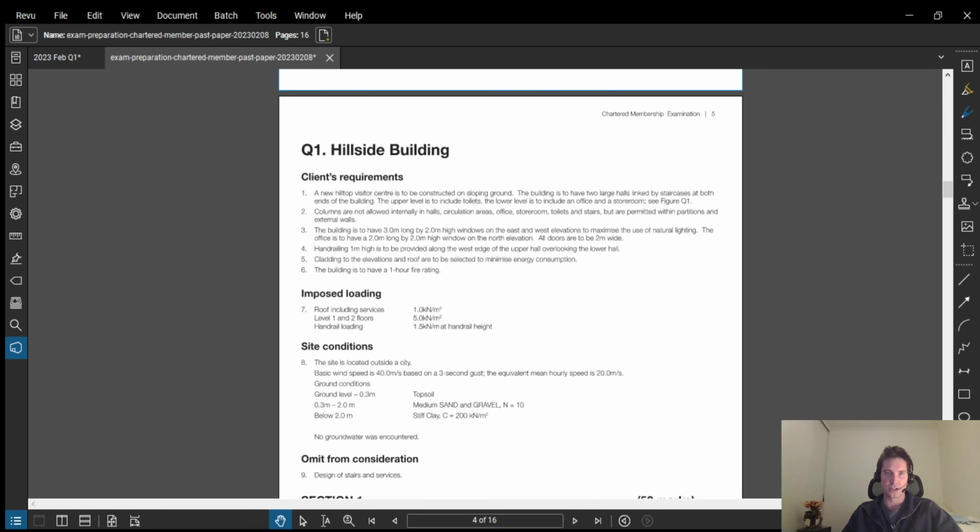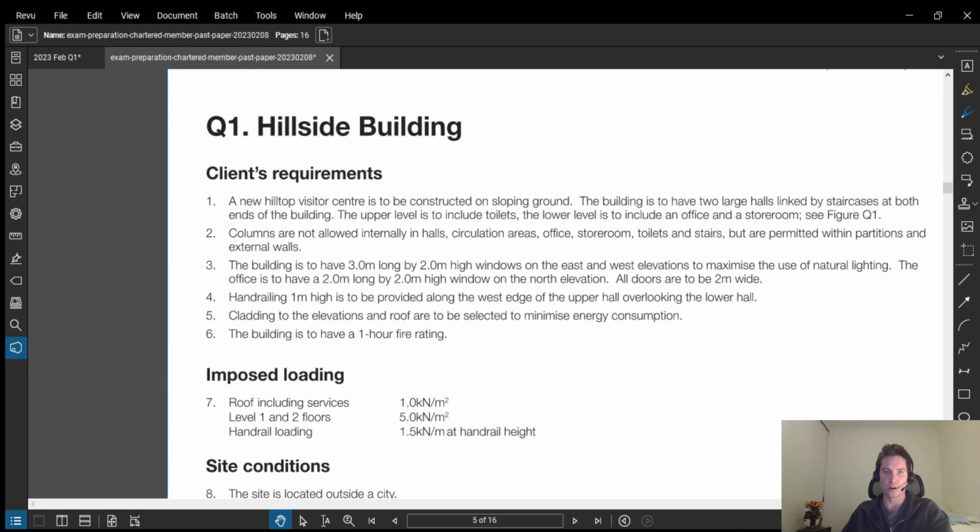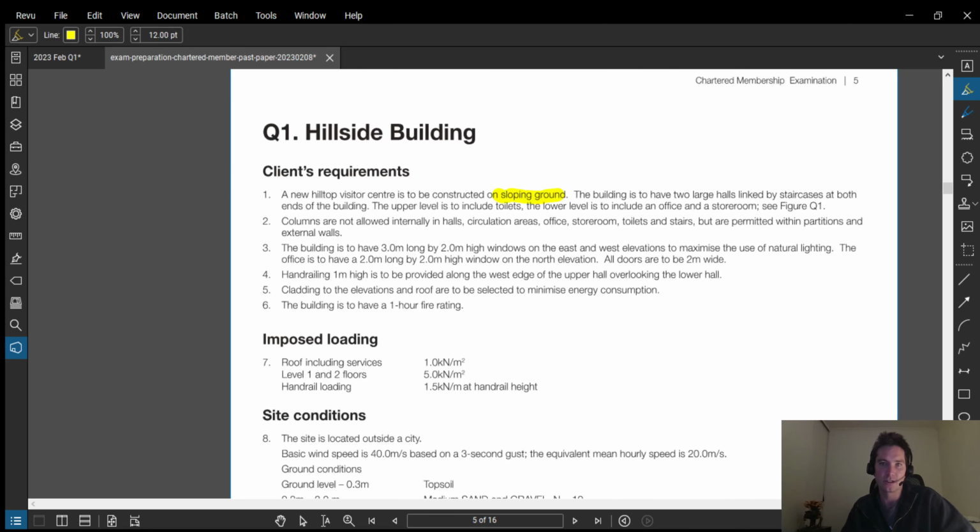So, getting straight into it, question 1, the hillside building. I'll quickly go through some of the client requirements that we need to make sure that we address in both of our schemes. So we've got a hilltop visitor center to be constructed on sloping ground. If you listen to my foundation analysis YouTube, I spoke a bit about what to do with a sloping ground, and that should be a red flag that you're going to need a retaining wall.